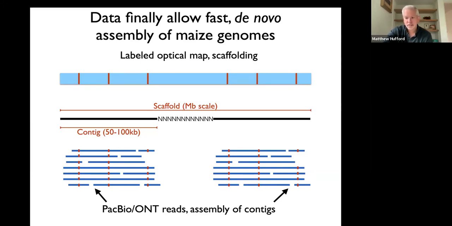So we've got these novel sequence types, and then we've also got sequencing or scaffolding technologies like optical maps, and then Hi-C that allow us to pull these contigs that are generated from the long reads together into larger scaffolds, and in certain cases, pseudomolecules.